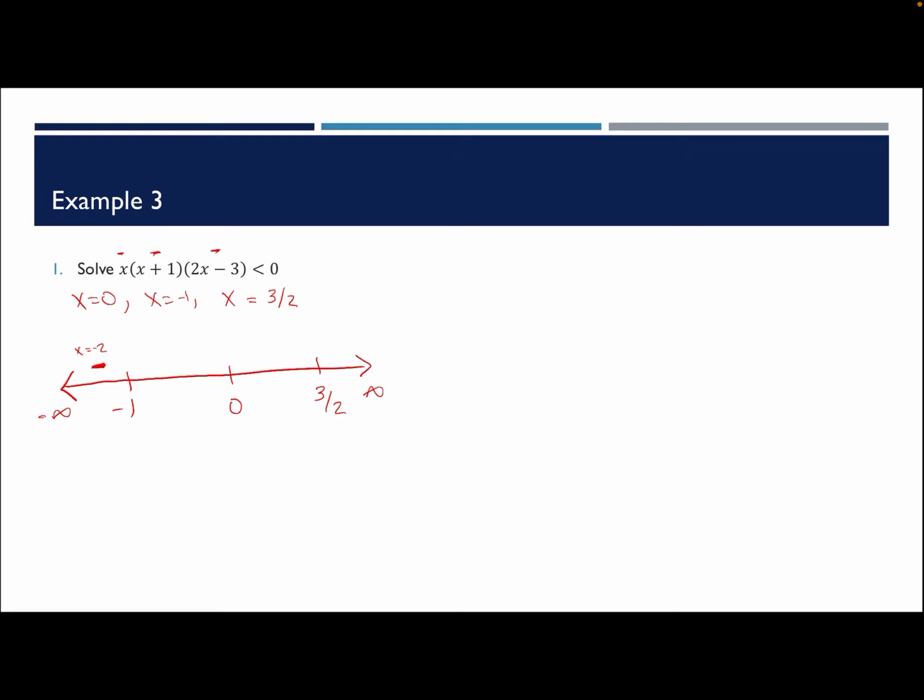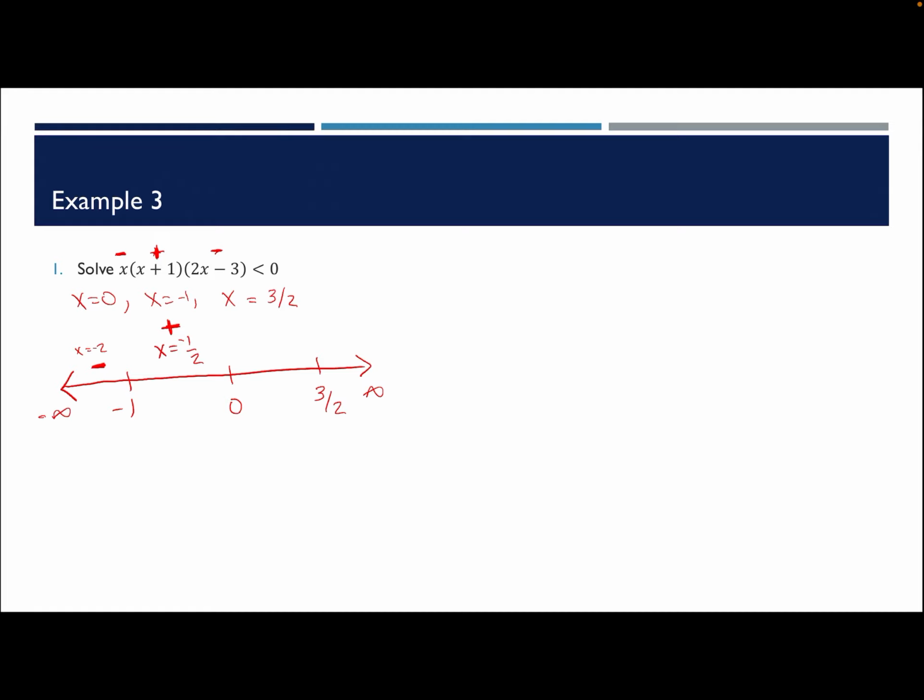If I choose a value between -1 and 0, like x equals -1/2, then the first thing is still going to be negative. Negative 1/2 plus 1 is going to be a positive value. And negative 1 minus 3 is going to be negative. So when you multiply a negative, a positive, and a negative, you get a positive value. So two negatives times a positive make a positive.